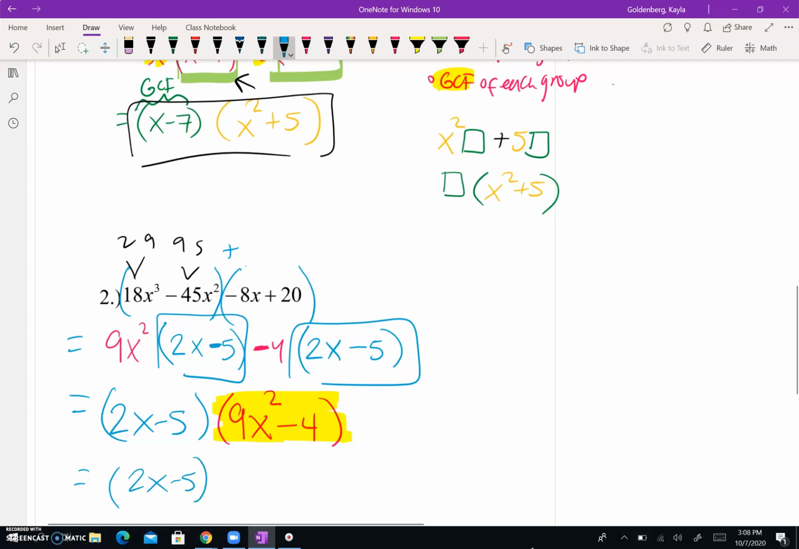So you can actually factor that further. We would factor that as a difference of squares. So I'm thinking about what times itself is 9x squared. It'd be a 3x and a 3x. And then I know a 2 and a 2 makes a 4. And remember, we need a plus and a minus if you want to double check using an area model.